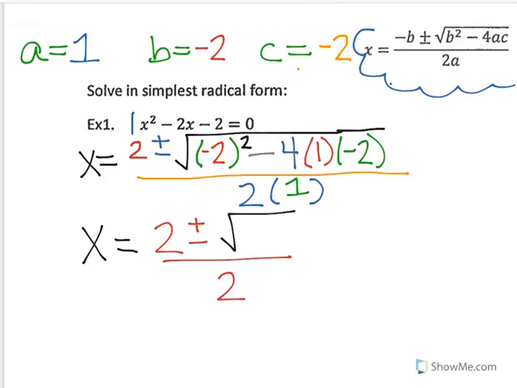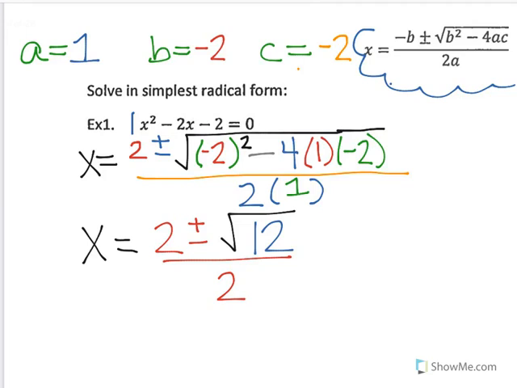Okay, now that radical is empty, so I need to figure out what this whole thing inside the radical simplifies to. So I can type it all into my calculator at once. -2 in parentheses squared, -4 times 1 times -2, and when I hit enter, I should get 12. So this is what I have next: 2 plus or minus the square root of 12 all over 2.